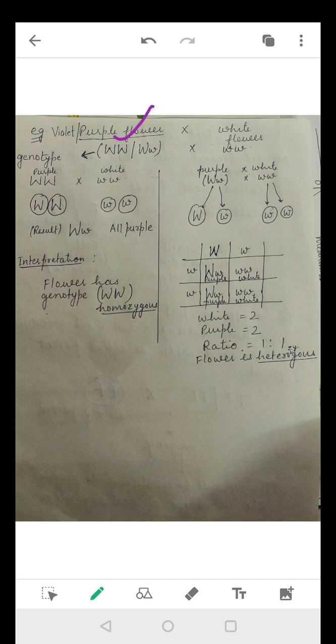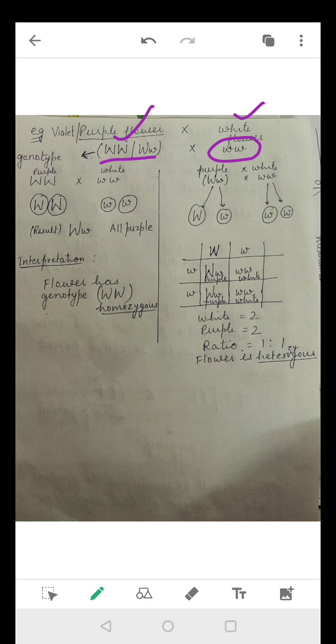That is, either the plant is capital W capital W, or the plant is capital W, small w. Is it okay? Yes. We don't know which is the genotype of the parent. We only know the phenotype, that the plant has violet flowers. In case of white, we will have small w, right?